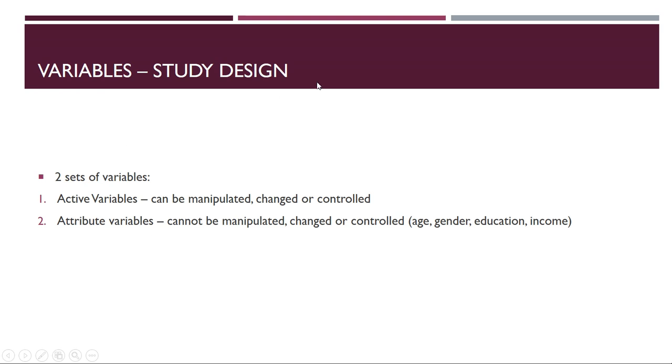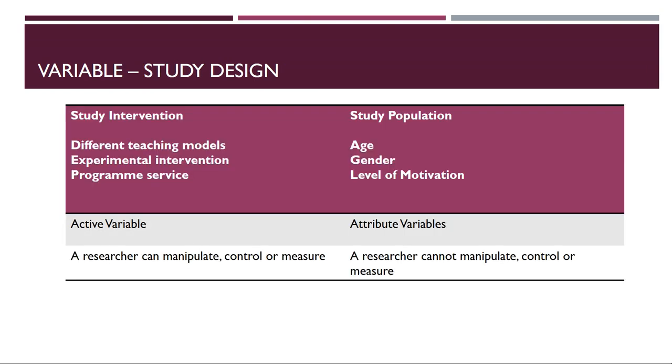So in study design we have two. One is active variables that can be manipulated, changed, or controlled. For instance, let's say different teaching models. You want to analyze the impact of teaching, so you first try face-to-face teaching, and then you try e-learning, or then you go on with various techniques or models. And then attribute variables that cannot be manipulated, changed, or controlled by the researcher. So for instance, age, gender, education, and income.